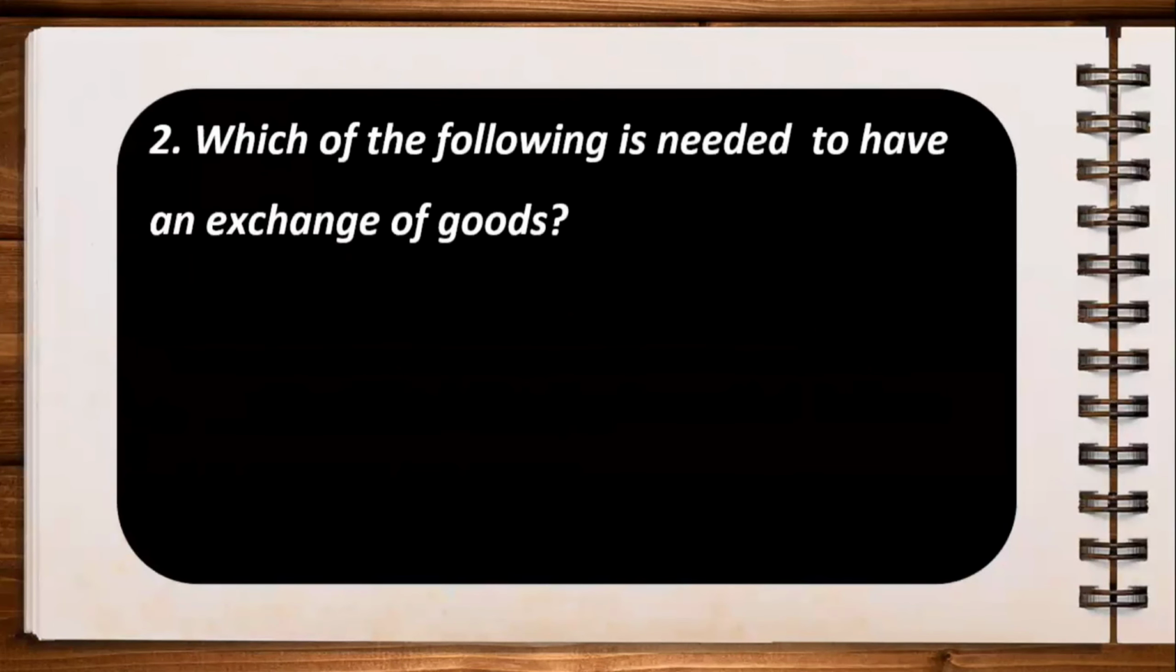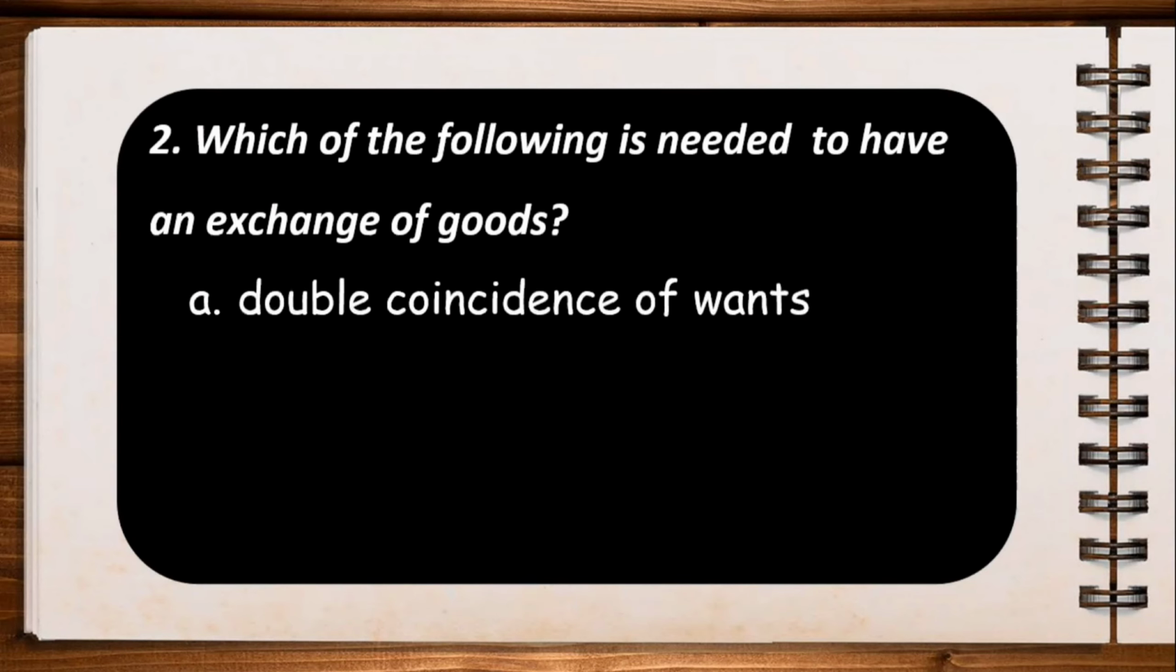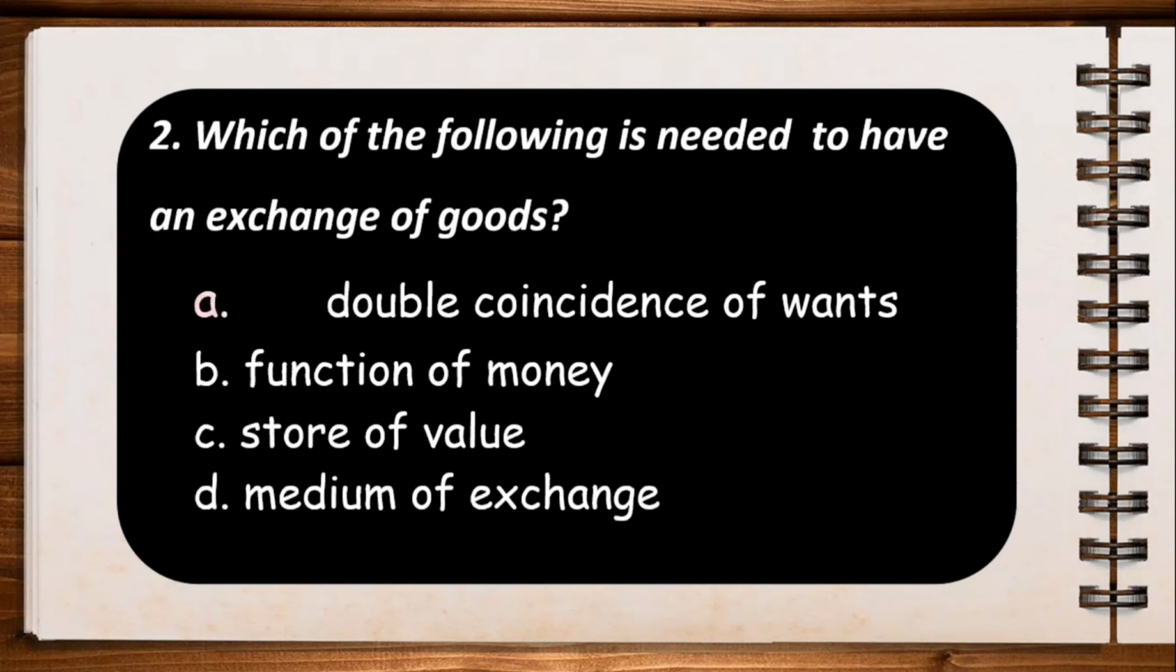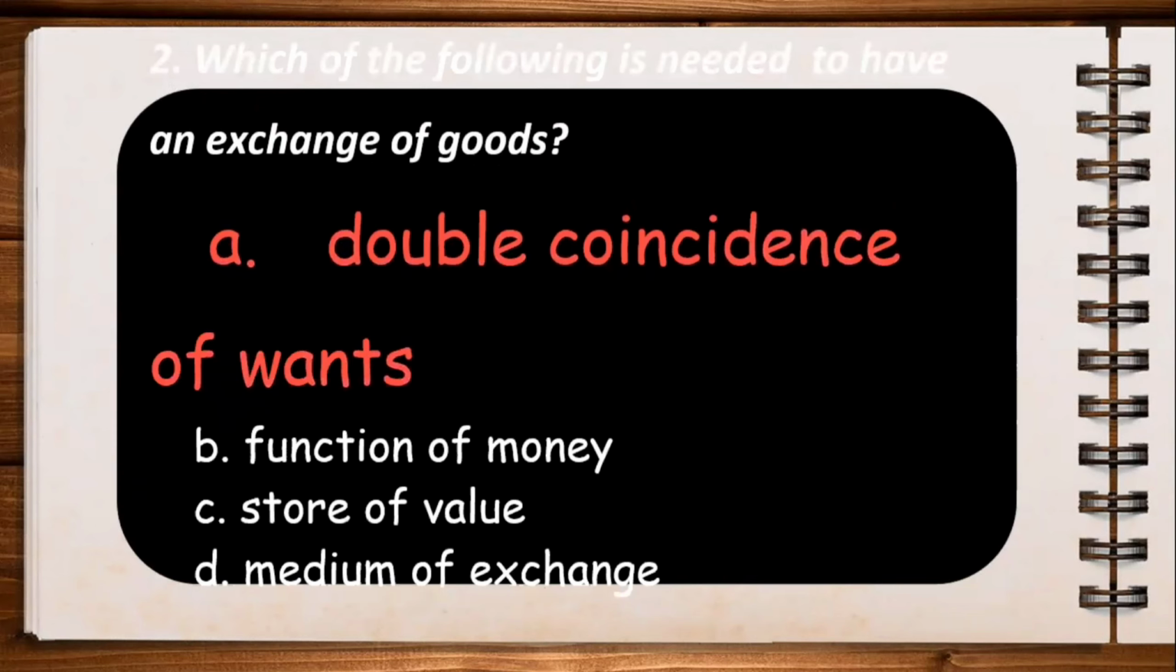Number 2, which of the following is needed to have an exchange of goods? A, double coincidence of wants. B, function of money. C, store of value. Or letter D, medium of exchange. Okay, the answer is letter A, double coincidence of wants.